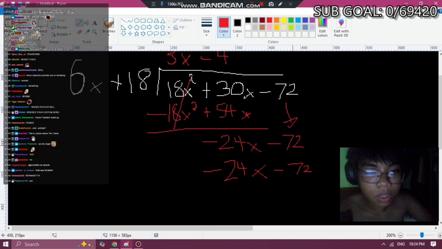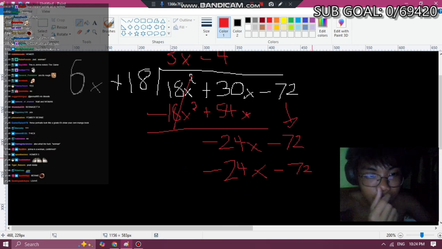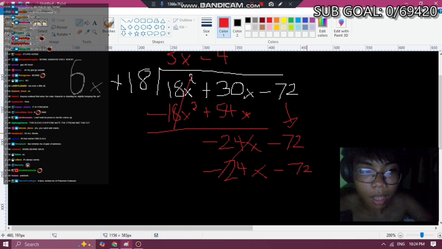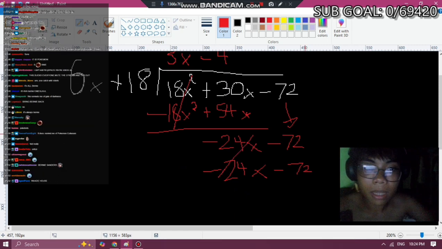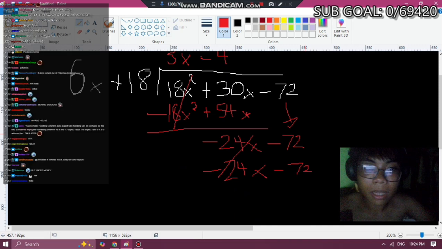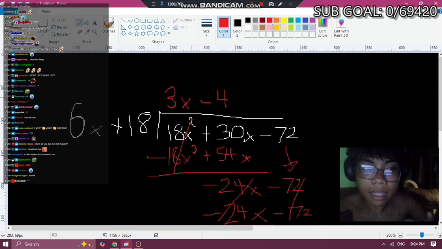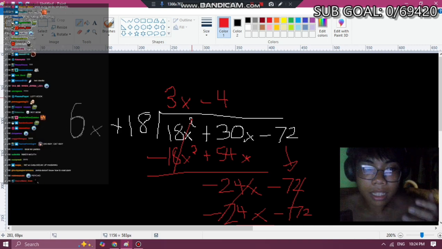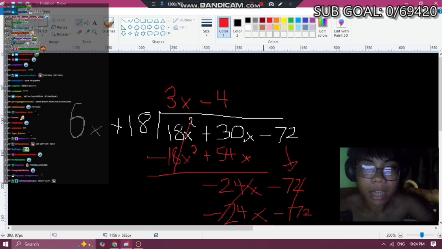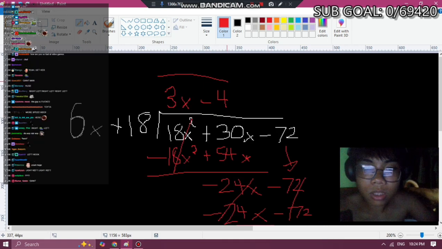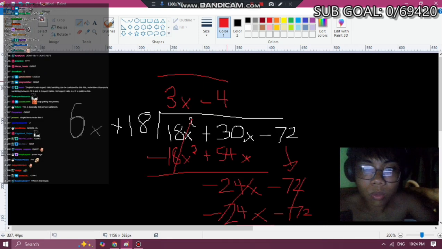So we see that these two terms, they're both alike. So not only does this one cancel out, which is what happens normally, this one also cancels out, which results in 0. That means it's essentially going to have a quotient of 3x minus 4, as well as a remainder of 0. And that's really all for today.